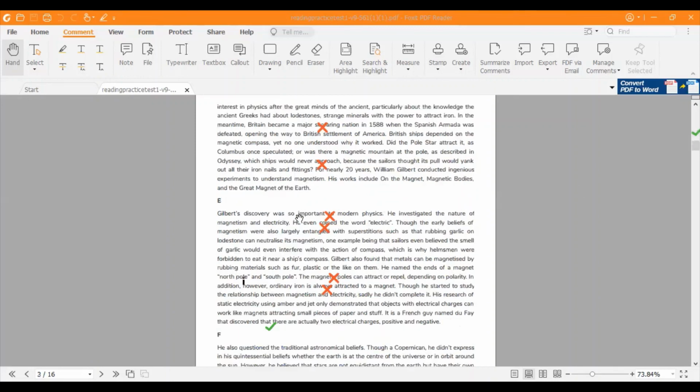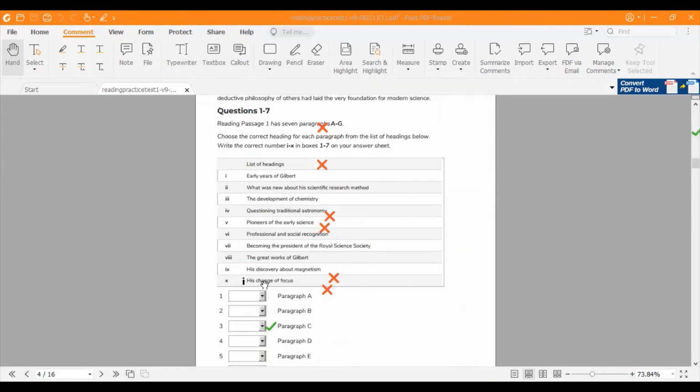Yes, you do it. Like D. What is D? Okay. So actually, this one, the development of chemistry, was in paragraph D. You write it here. Did you understand? Yes, all clear. Yeah, all right.